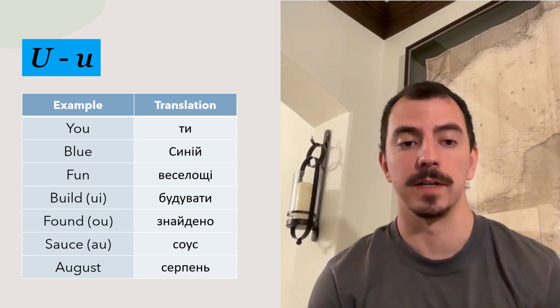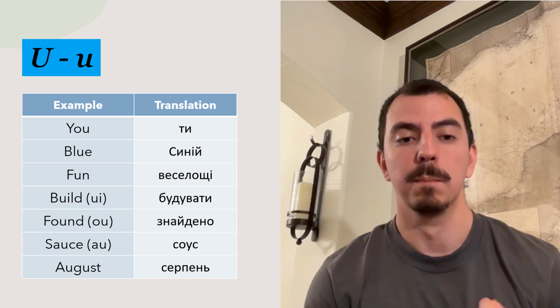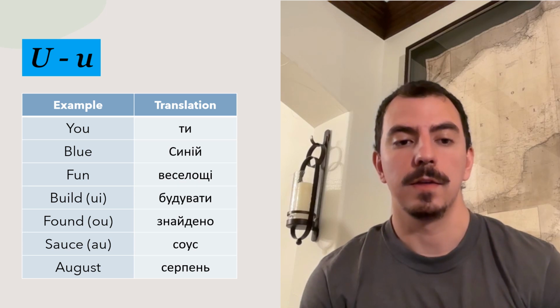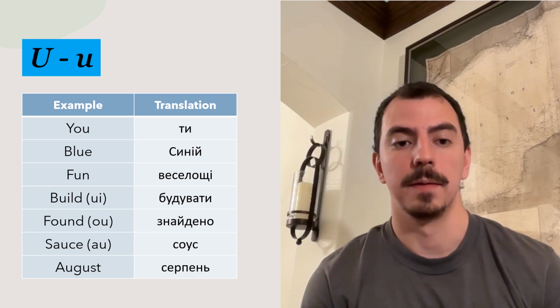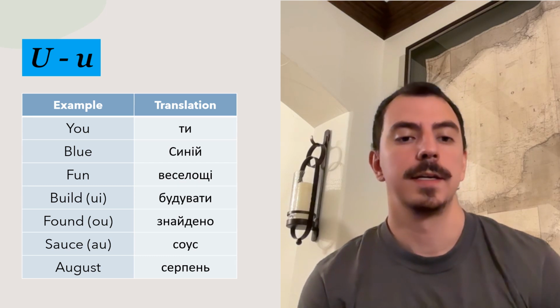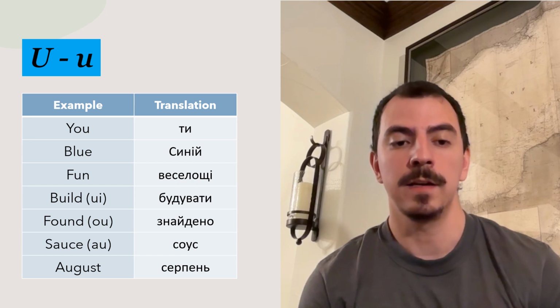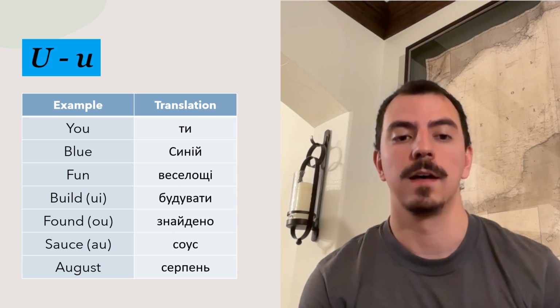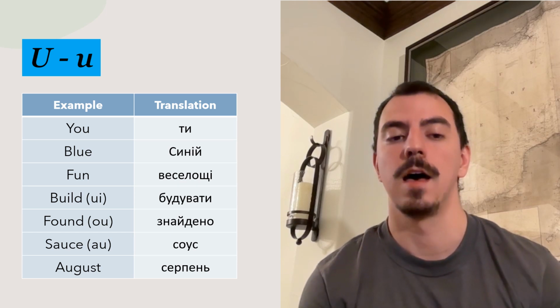So the next one is blue, blue. And it has the U sound because the E is there. So it's not blah, it's blue because it's UE. Blue. The next one is fun. So it has the sound, fun.